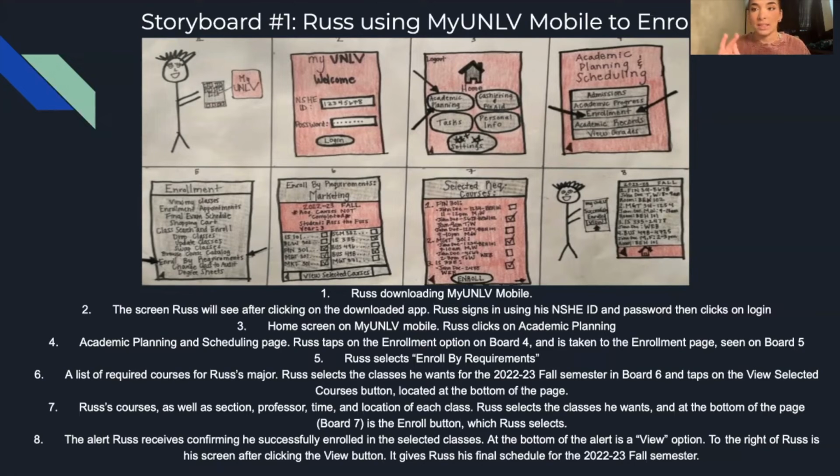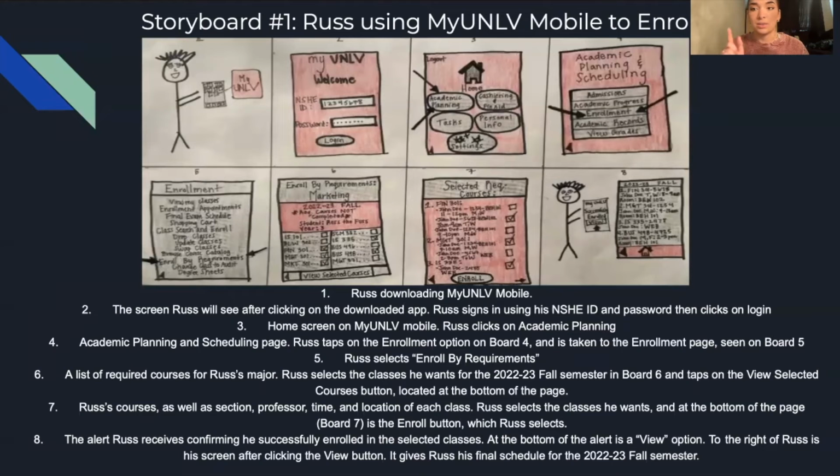So here we have a list of his required courses that he has not yet taken. And on this page, we don't get to see the times or location or any of the details yet. We're just selecting the classes. So still on board 6, we're gonna have Russ select his classes that he wants to see more details on, and then click view selected courses at the bottom of the page, which takes us to board 7, where we have his selected courses with all of the times and different locations and professors.